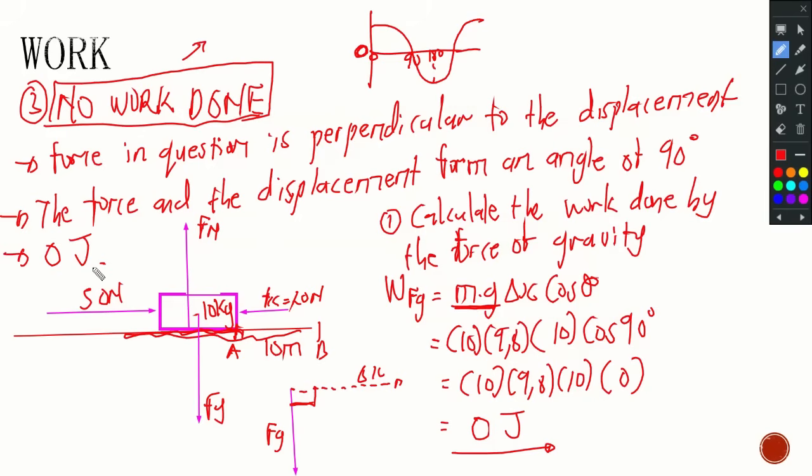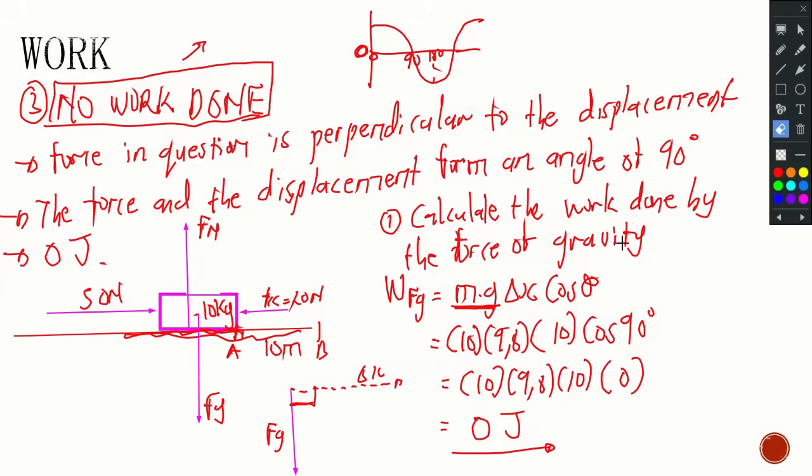And this only happens if the force in question will be perpendicular to the displacement. So that means that force and the displacement will form an angle of 90 degrees, right? So this will not only happen with the force of gravity, it will also happen with the normal force, right?